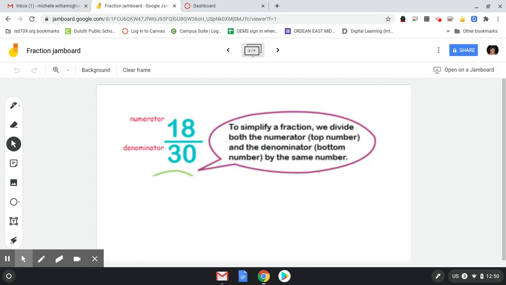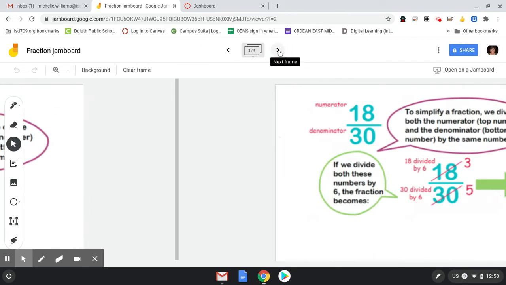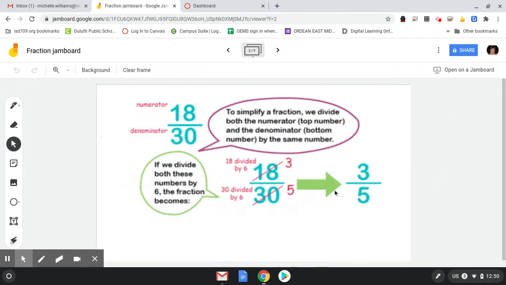So looking at 18 and 30, what's a number that can go into both of them, or a factor of both 18 and 30? 6 is the greatest common factor between 18 and 30. So if we divide both numbers by 6, we get 18 divided by 6, which gives us 3, and 30 divided by 6, which gives us 5. So 3/5 would be the simplest form of the fraction 18/30ths.